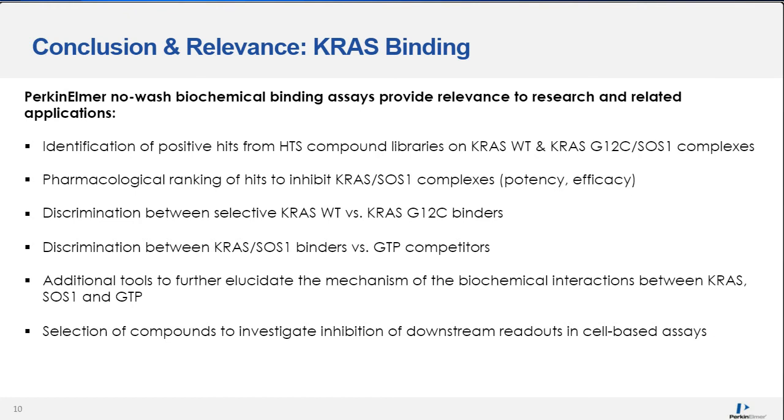Finally, they enable the pharmacological characterizations of compounds for their potency, efficacy, and ranking. Second, the KRAS GTP binding kits enable the discrimination of GTP competitors and allosteric modulators among the positive hits detected with the KRAS SOS1 binding kits.